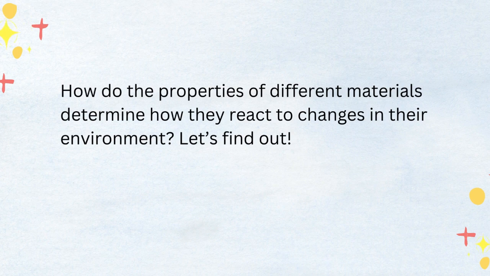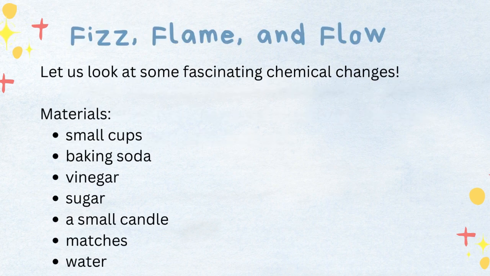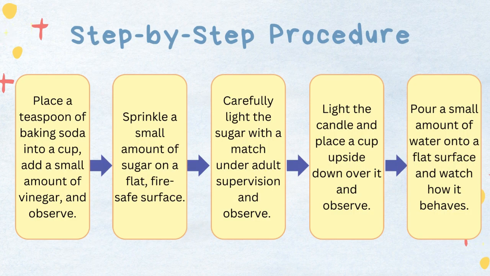How do the properties of different materials determine how they react to changes in their environment? Let's find out. It's activity time. Fizz, flame, and flow. Let us look at some fascinating chemical changes. You will need small cups, baking soda, vinegar, sugar, a small candle, matches, and water. Here's what you will do.